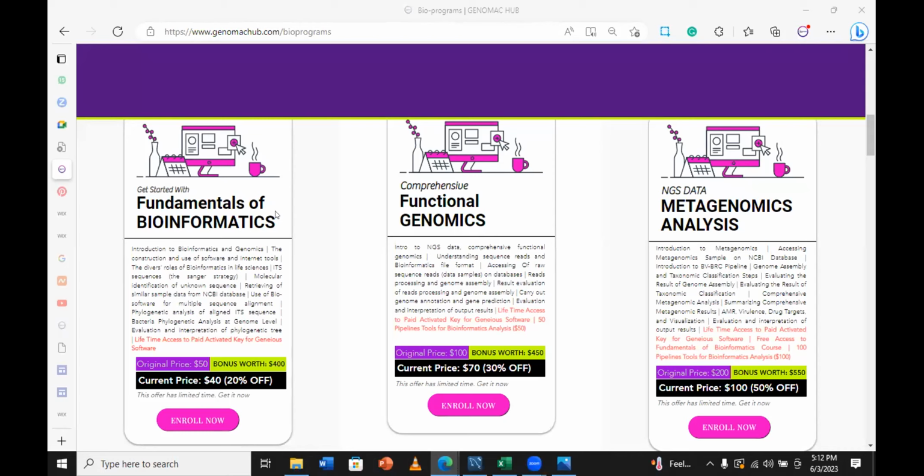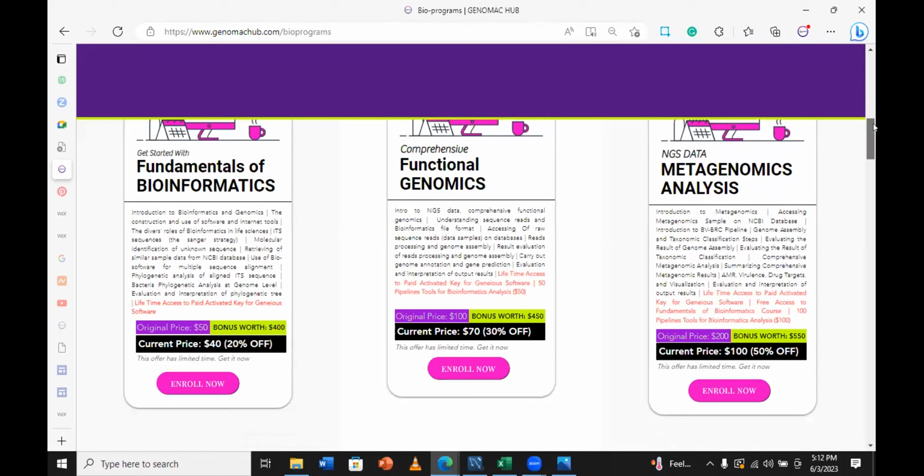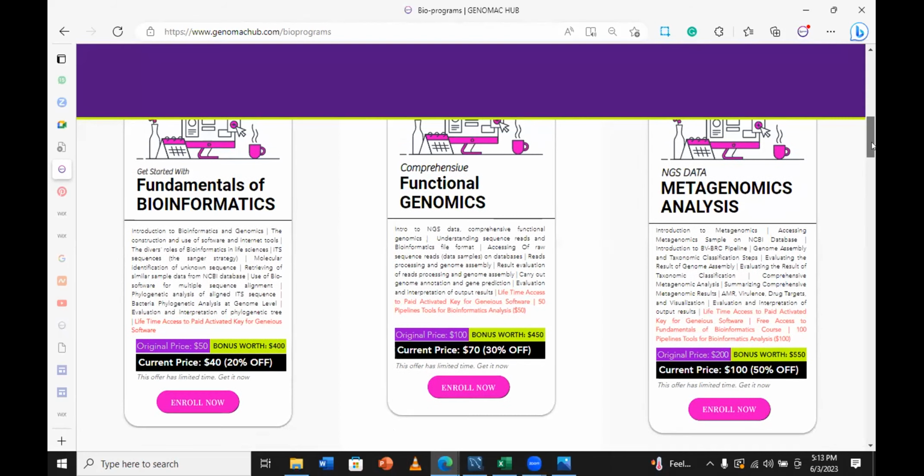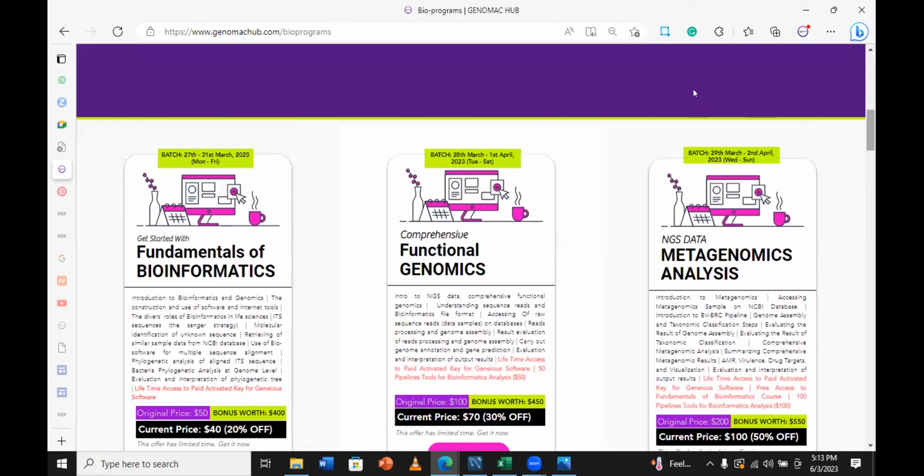We have functional genomics too, where you deal with NGS data analysis, and then we have metagenomics analysis also, where you explore microbial NGS data samples that have been sequenced from the NCBI database, big data samples, where you'll be able to explore AMR, virulence, drug targets, visualizations of results, taxonomy classifications, and the like.